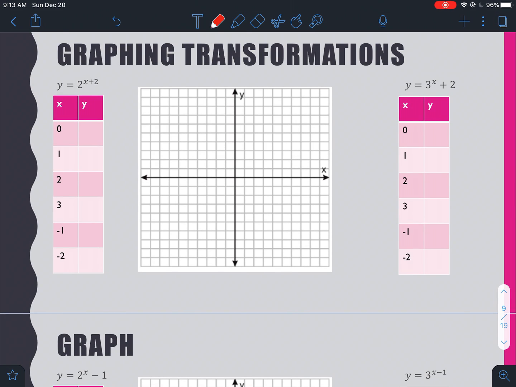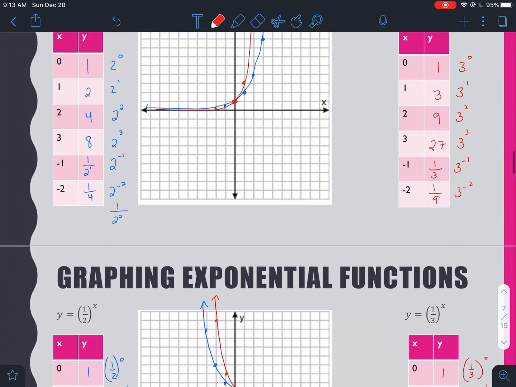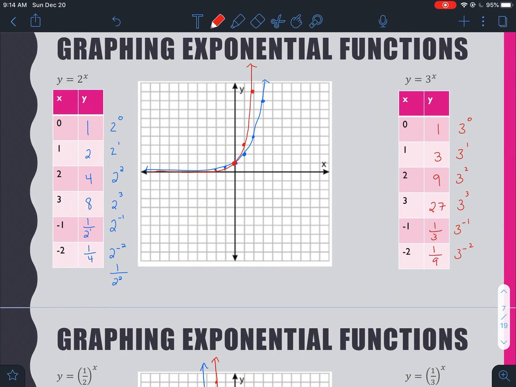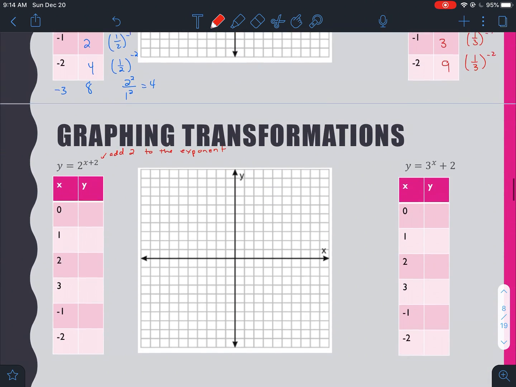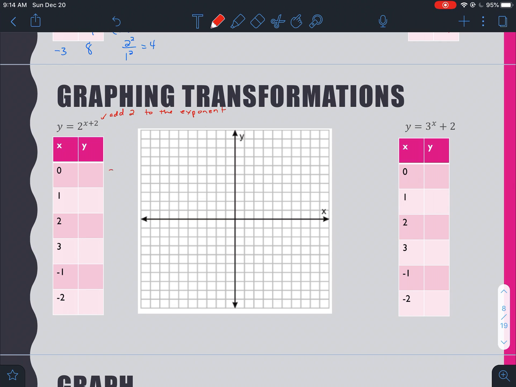So what do you think is going to happen if we transform them or move them? So we have y equals 2 to the x plus 2 power. I wonder what's going to happen if we add 2 to the exponent. What do you think that's going to do to the original graph? So if we go back up and look at 2 to the x, 2 to the x looks like that blue graph right there. What's going to happen if we add 2 to the x coordinate? So let's see what happens.